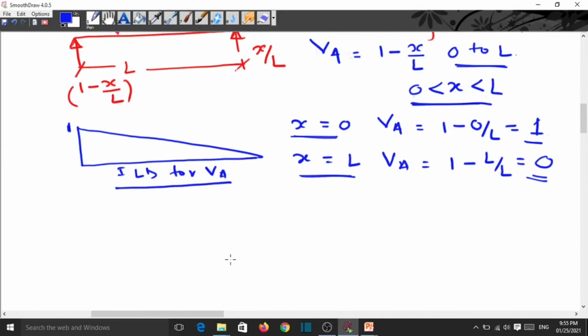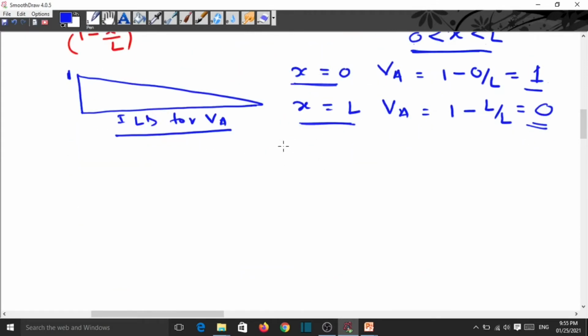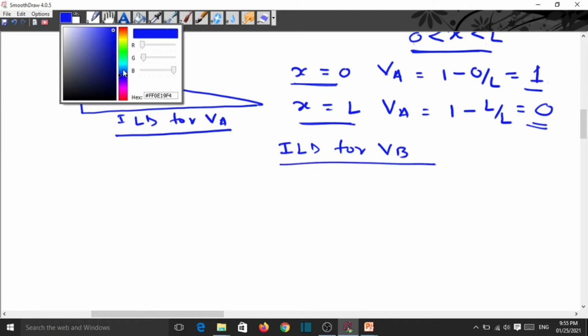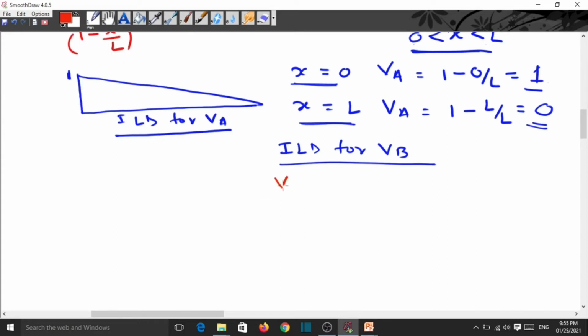Then next is the ILD for reaction VB. So we know VB is equal to X by L. Again, the limit is the same, that is X greater than 0 and less than L. So put the limit X equal to 0 and X equal to L.